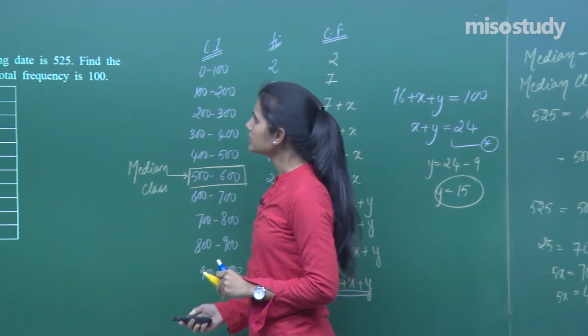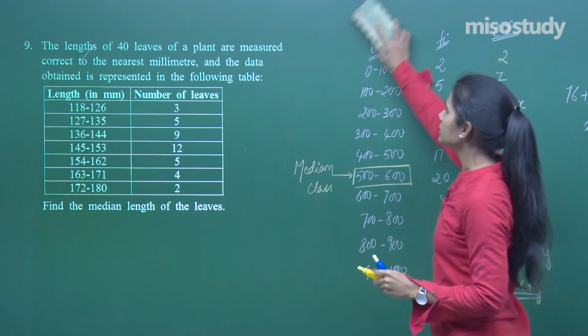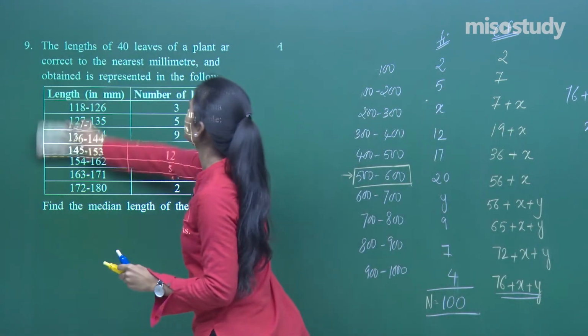Moving to the next question, it says that the lengths of 40 leaves of a plant are measured correct to the nearest millimeters, okay?